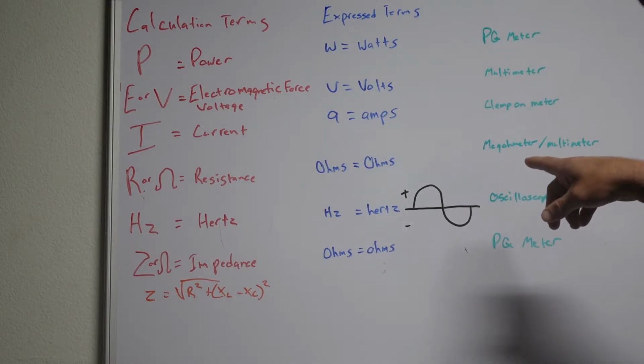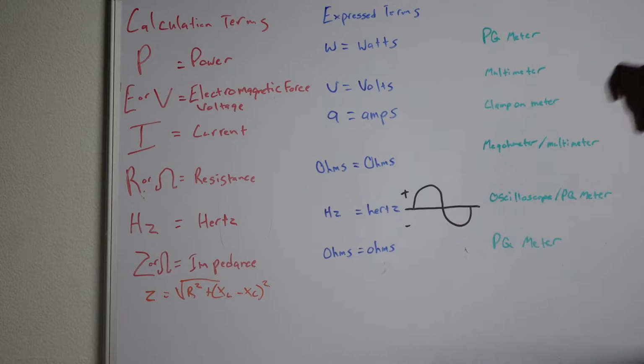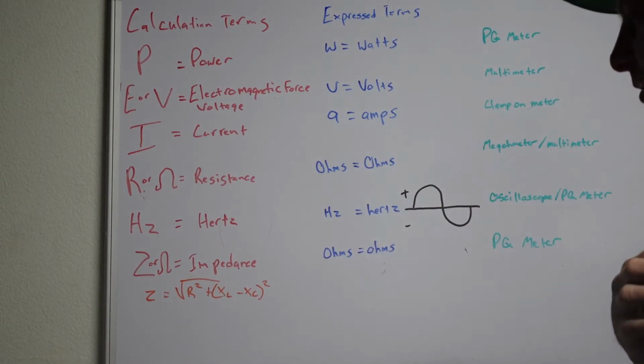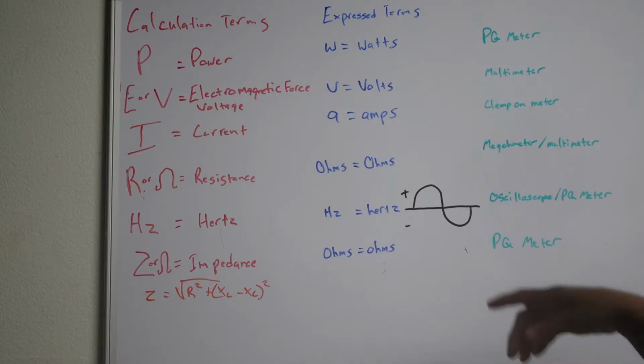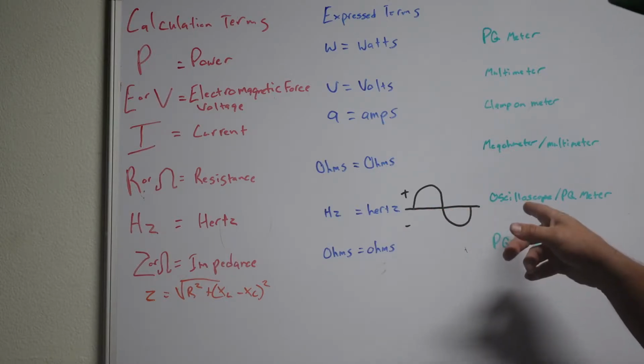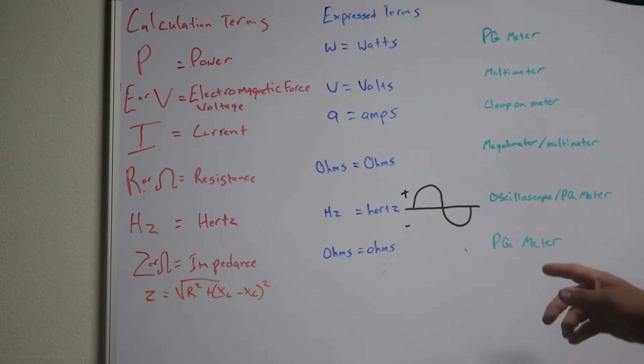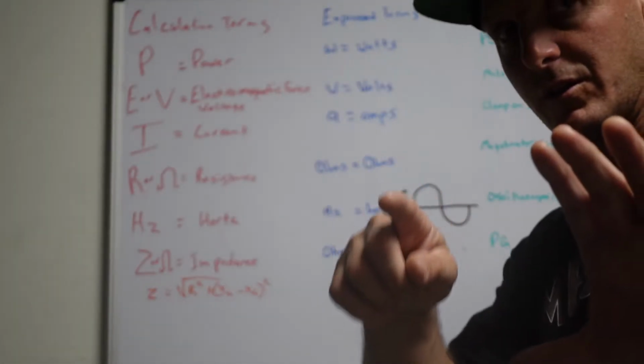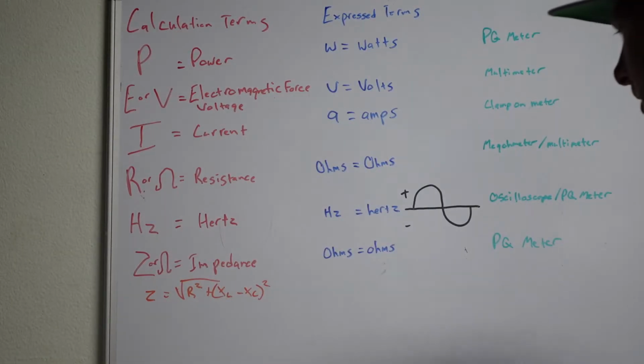But I guess it would be a mega as well. But you can also use a multimeter for just regular ohms. For hertz, typically you'd use an oscilloscope or a power quality meter, because then you can actually see on the screen the true sine wave and what's going on there.